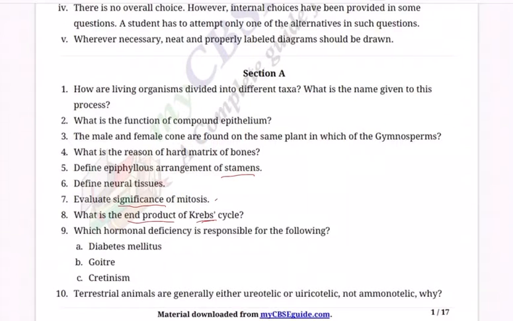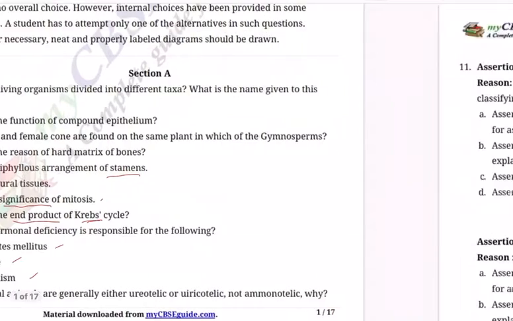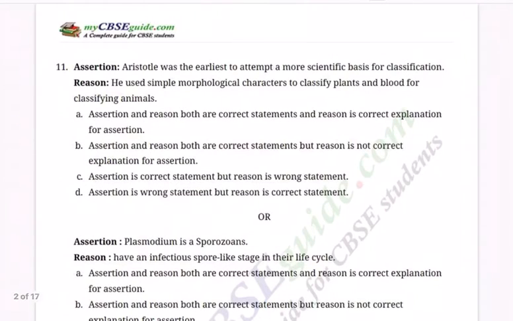Question 9. Which hormonal deficiency is responsible for the following: diabetes mellitus, goiter, cretinism? Question 10. Terrestrial animals are generally either ureotelic or uricotelic, but not ammonotelic. Why? Question 11, that is the assertion and reasoning question type. There will be 2 statements. Assertion has one statement, reason has another statement. So based on the choices A, B, C, D, you have to decide which is the correct one.